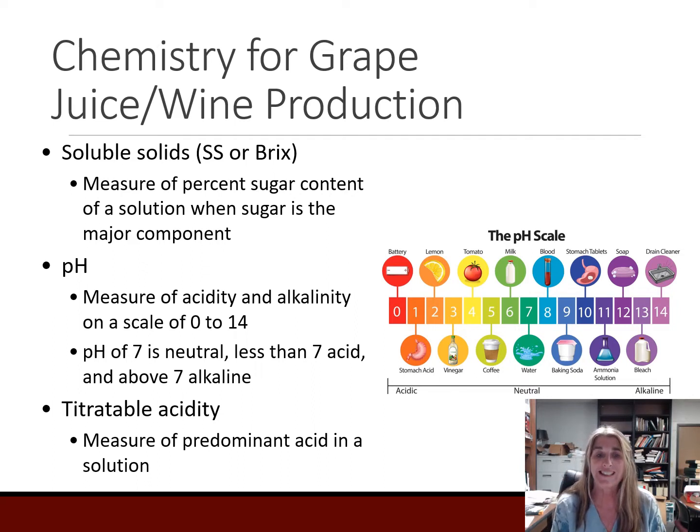pH is a measure of acidity or alkalinity on a scale of 0 to 14. pH of 7 is neutral, and an example of a pH 7 liquid would be water. Less than 7 is an acid, so something like vinegar would have a pH of about 2 or 3. And above 7 is alkaline, and those would be things that are kind of basic, like baking soda and ammonium and bleach. And then we have titratable acidity, and that is the measure of the predominant acid in the solution. In terms of grapes, what we're looking for is tartaric acid.